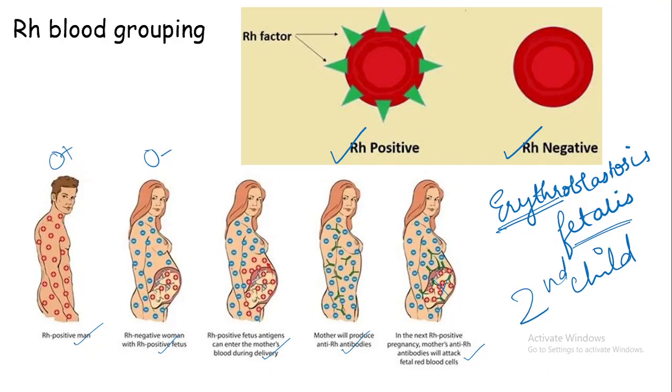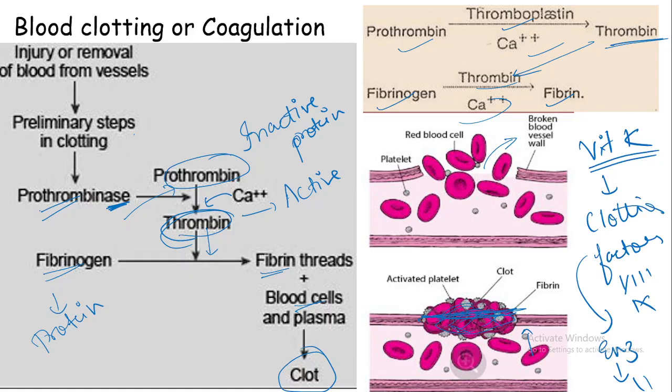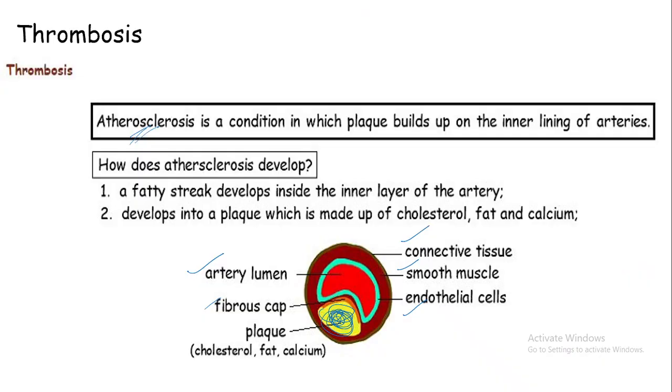Erythroblastosis fetalis, RH factor, we have studied that as well. Clotting of the blood, important factors: vitamin K helps in activation of different proteins, clotting factors. Clotting factors in turn enhance the functioning of enzymes which work on proteins like prothrombin to form its active component thrombin. This thrombin acts on fibrinogen, which is another inactive protein, to form fibrin. Finally, the fibrin threads along with the platelets form a clot and block the flow of blood from the blood vessel.